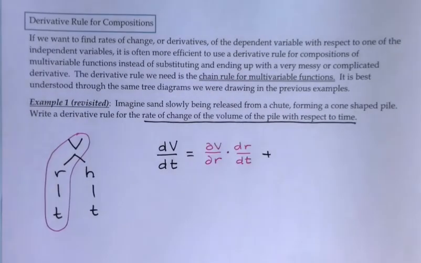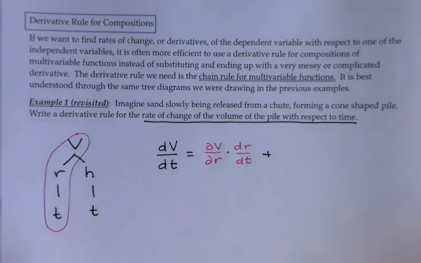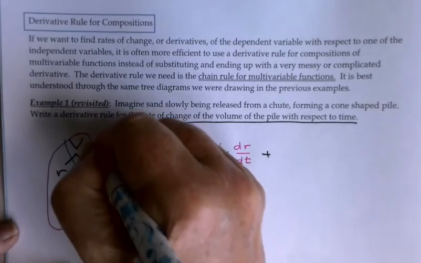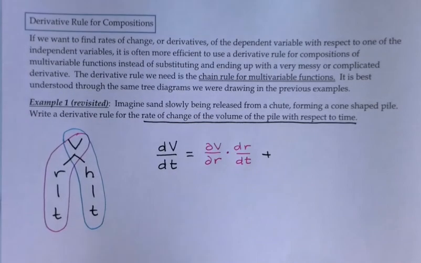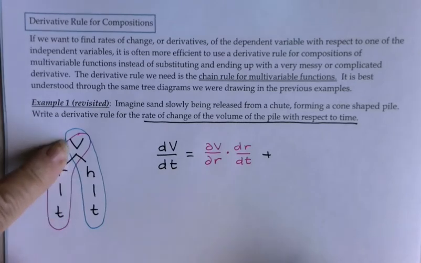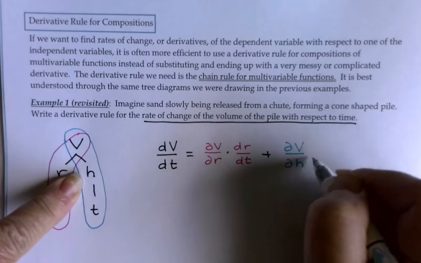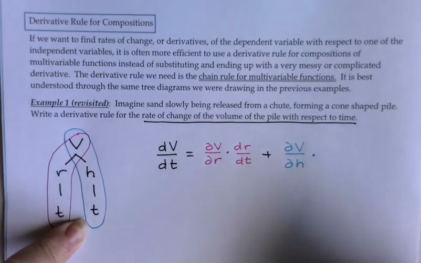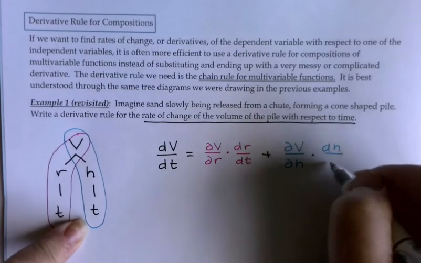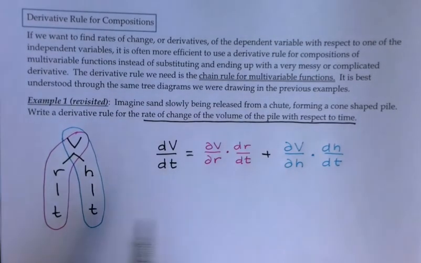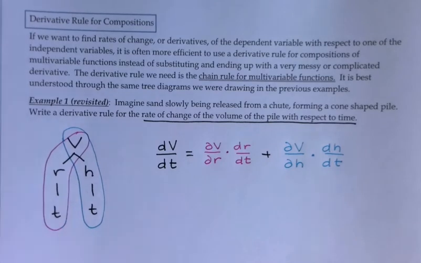Plus, I have another path that goes from v to t, this one right here, and I'm going to do the same thing there. The partial derivative of v with respect to h multiplied by the derivative of h with respect to t. That would be my chain rule formula to get the derivative for this particular diagram. Again, the chain rule formula is going to change based on your diagram.